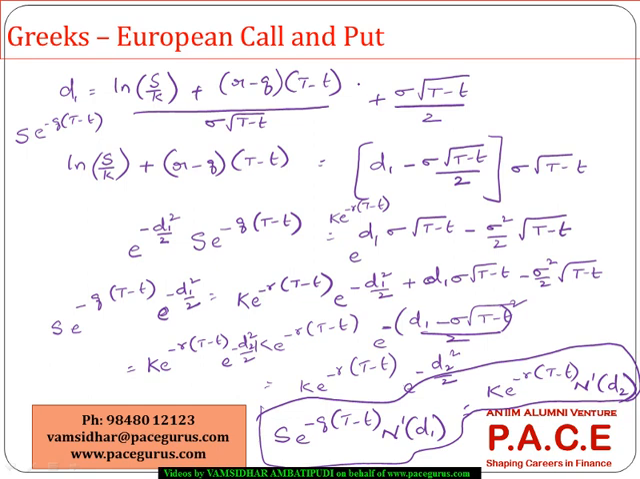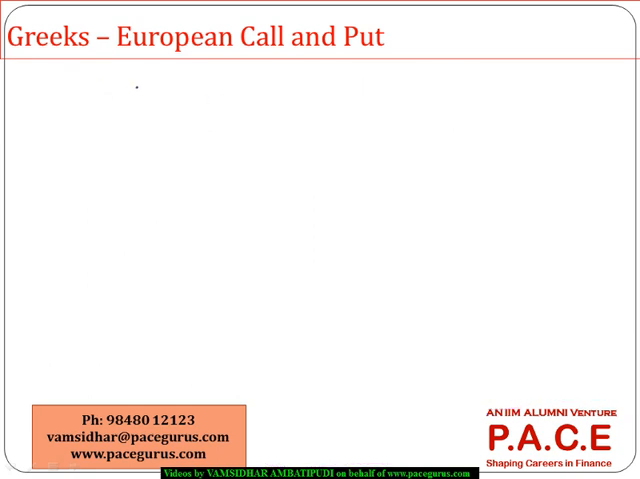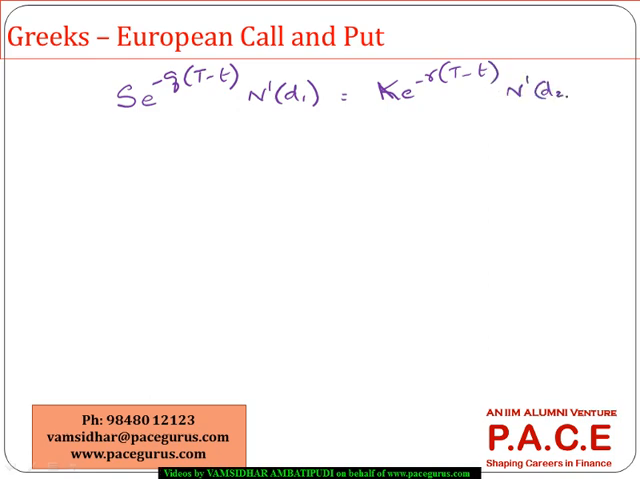So one easier point for us to remember, it's very much essential to remember this formula: S e power minus q t N dash of d1 is the same as K e power minus r t N dash of d2. That can directly be taken up.